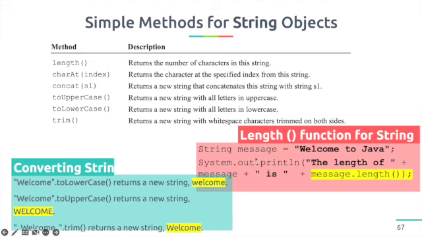So here we have an example of using the length method. We have a new string, with the data type String, a variable named message, and the string "Welcome to Java", and we end it with a semicolon. To print the length, we will use the method for printing, which is System.out.println, and then we enter "The length of" plus message plus " is " plus message.length(). So this will print the length of "Welcome to Java" is, and then message.length().